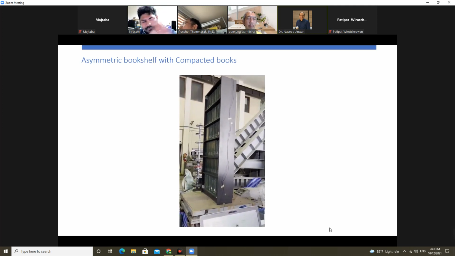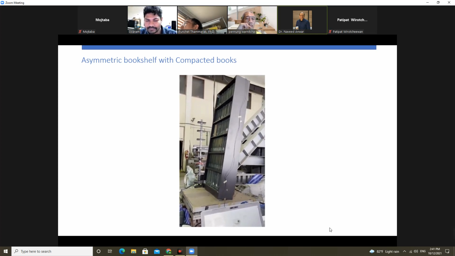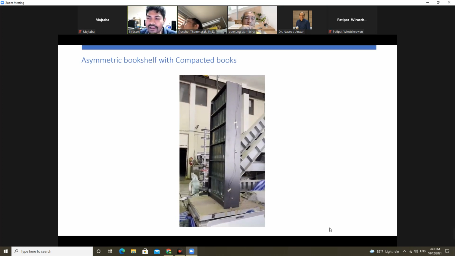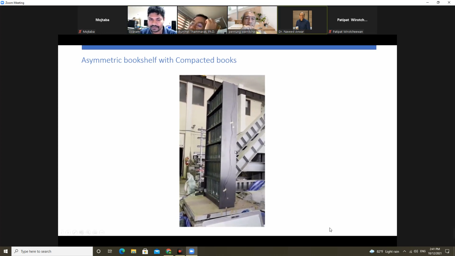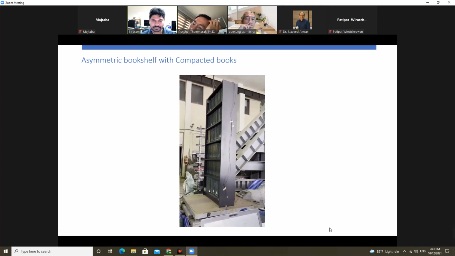I see, I understand your point. So if it was cut on the front side, then it will fall in the other direction. Yes, sir, that depends on the asymmetry of the bookshelf. I'll explain that also, sir. Okay, in a later slide. I get your point.